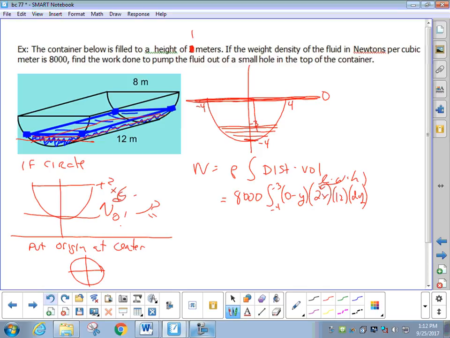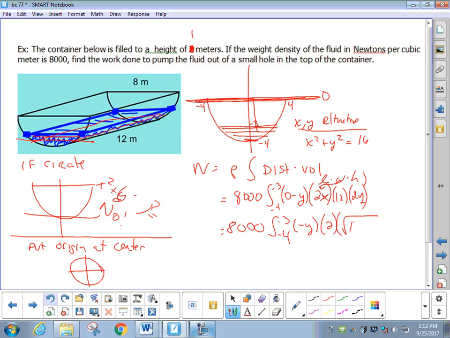Now, we're in good shape, but just like those previous problems in force, if we get a varying width, then we need to replace x with some y-ish fact. What's an x-y relationship? This is where the circle benefits us to have it at the origin. X squared plus y squared equals 16, so x is? Square root of 16 minus y squared. Go over here, and moved over there. 2, and in place of x goes 16 minus y squared times 12 dy.